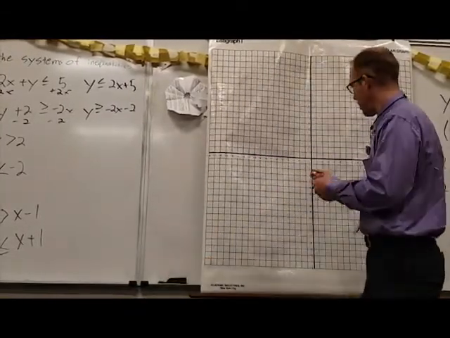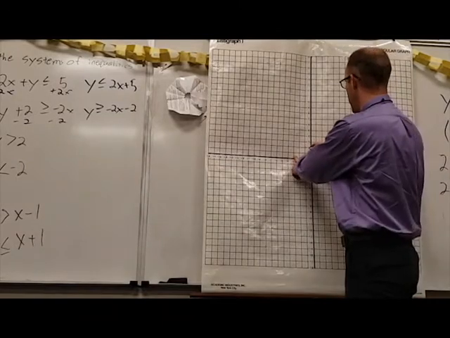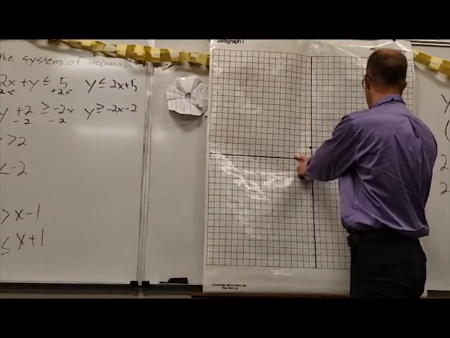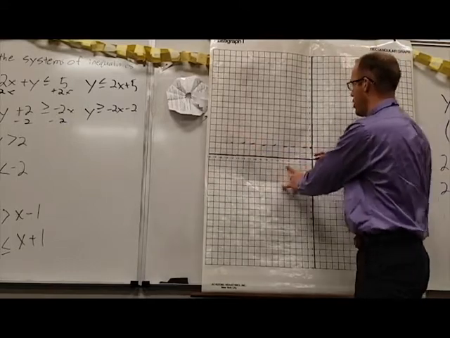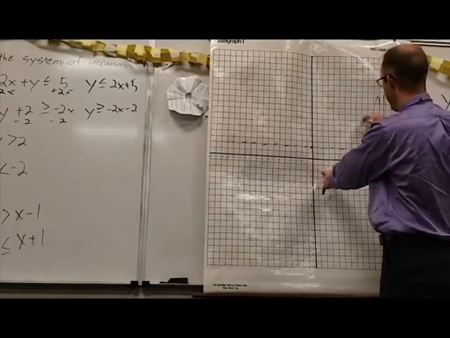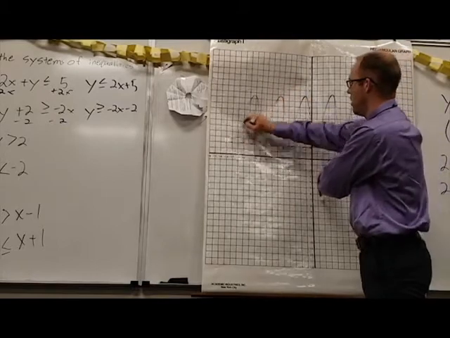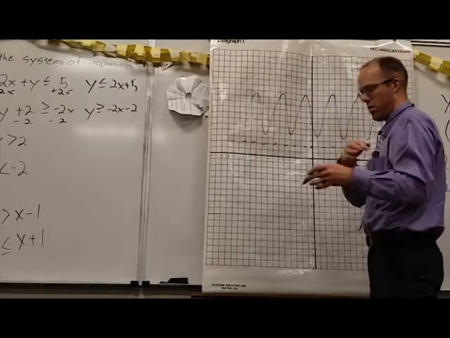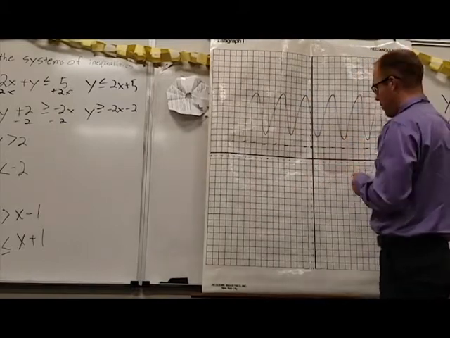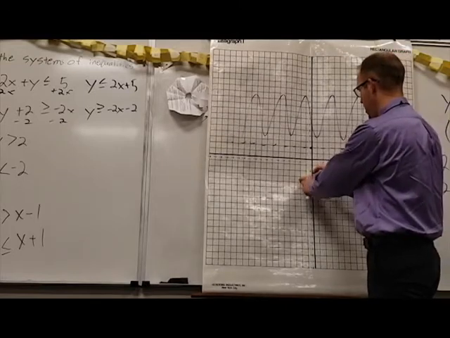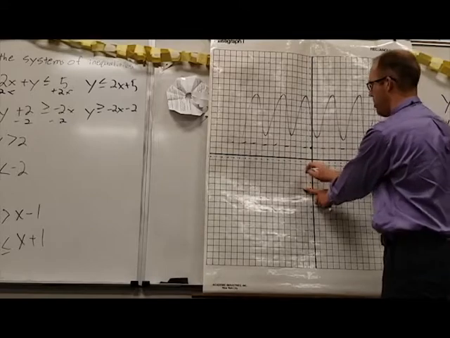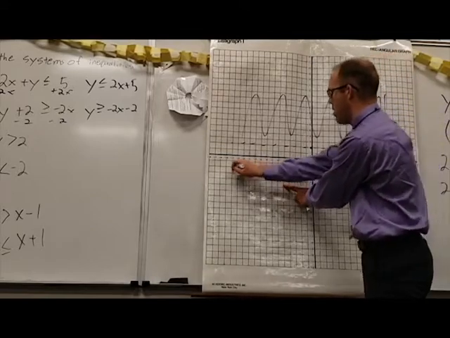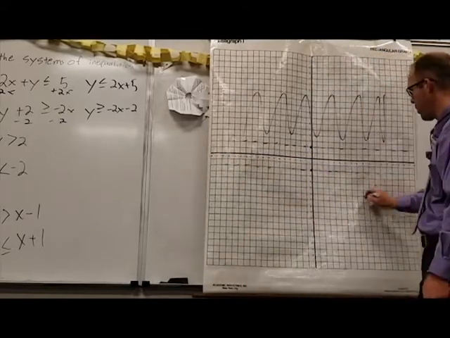All right, so we have y equals 2 right here. We're going to have a dashed line. So that's a horizontal line. And we're going to shade above it on this one. All right, next one, we have y equals negative 2 there. Again, we have a dashed line. It's horizontal. And we're going to shade on this one below it.